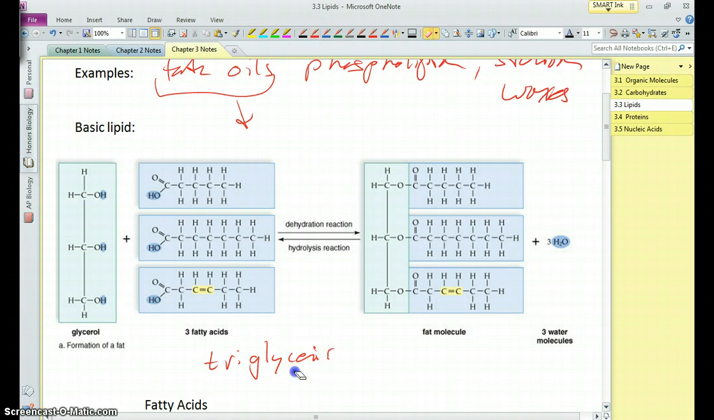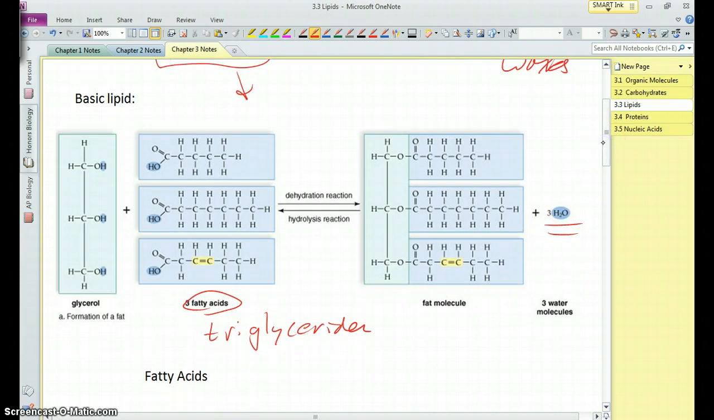Let me see if I can spell here. Triglycerides. What they consist of are 3 of these molecules called fatty acids and this thing called glycerol, which you'll see is a simple type of sugar. When we bond these 3 fatty acids onto this glycerol, each one bonded on using a dehydration synthesis reaction, we end up with our triglyceride.